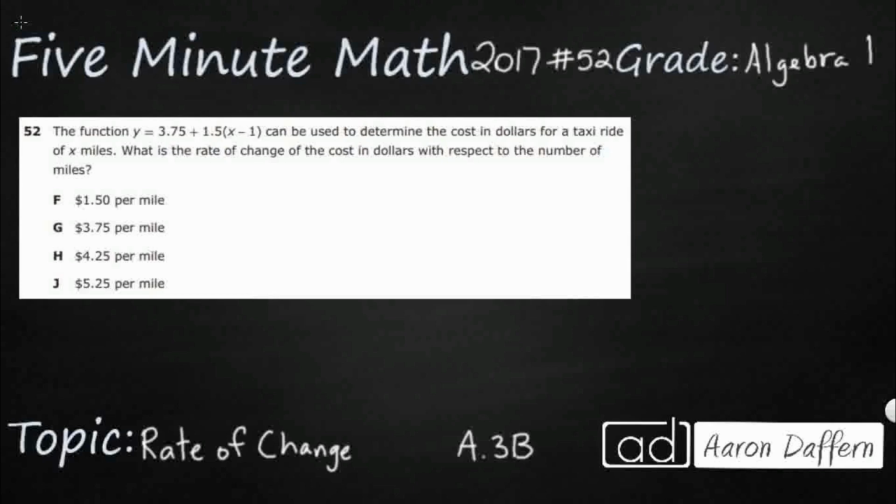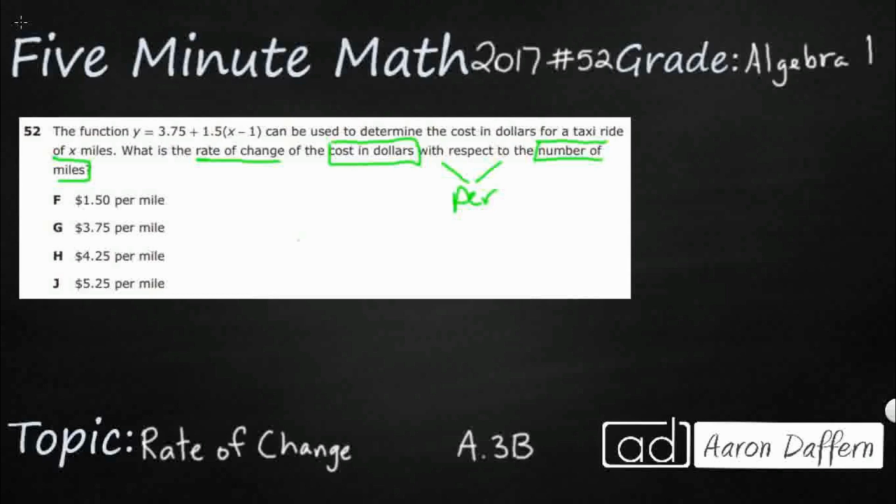So we've got this function here, y equals 3.75 plus 1.5 parentheses x minus 1. It can be used to determine the cost in dollars for a taxi ride of x miles. So we're looking for the rate of change for these two things, cost in dollars with respect to miles. That is just a different way of letting us make a ratio. So we're going to think per: cost in dollars per number of miles. All right, so let's write that down.